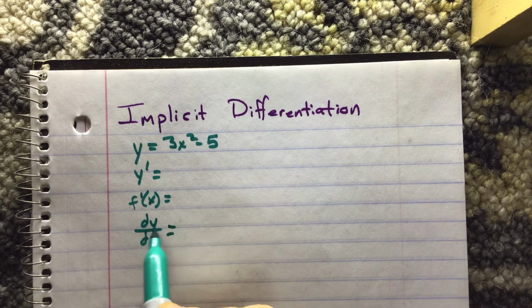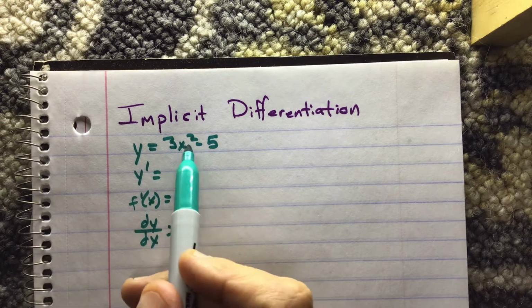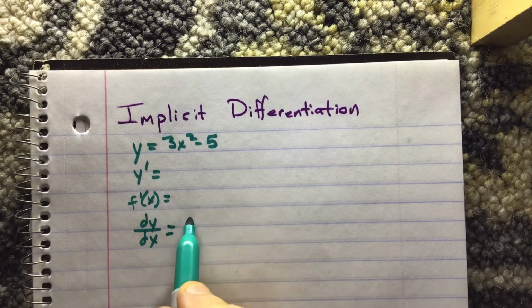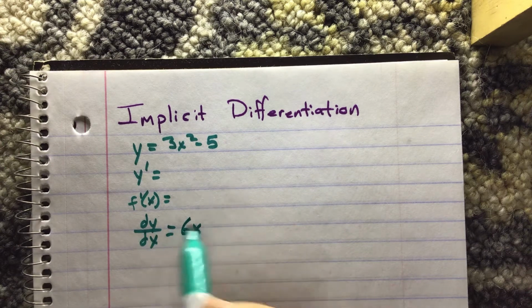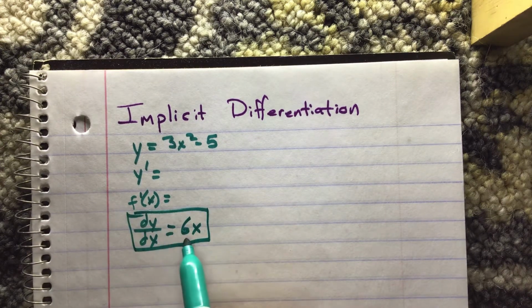This is another way of writing the derivative, but it shows us that we're taking the derivative of y with respect to x. So taking the derivative of y with respect to x, we simply say 3 times 2 is 6x, and that's the derivative. We're done. And that's called explicit differentiation.